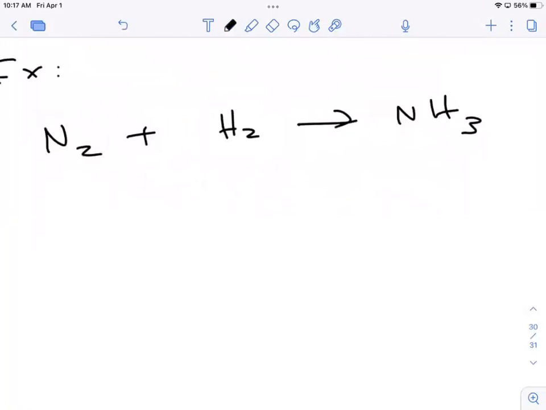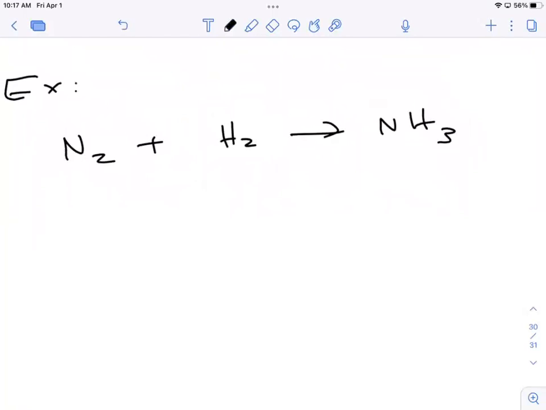All right. Is this balanced? This is the key. This is why we've been doing so much balancing. If the equation is not balanced, your coefficients are going to be off. If your coefficients are off, any calculations you do in relation to the coefficients are also going to be off. So is this a balanced equation? No. How would you balance it?